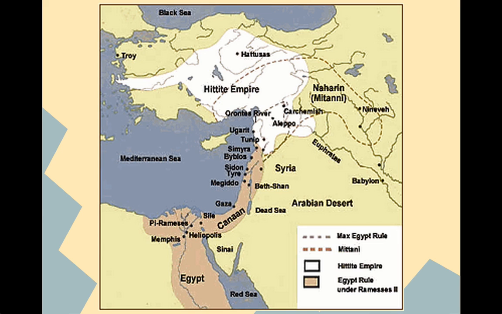If you look here, you have Egypt's rule under Ramses II, so you can see all the light brown here. The Hittite Empire is right up here above that. You can see Troy's here. You have Syria and the Arabian Desert. There's the Euphrates, so you know this area is Mesopotamia. But you can see the max of the Egyptian rule. See this dotted line here. So they had expanded out that far.